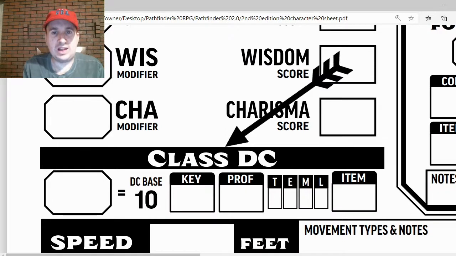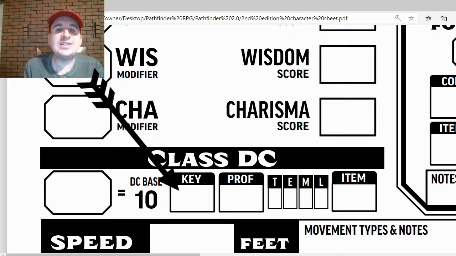Now let's talk about class DC. DC stands for difficulty class. This is a measure of how hard it is to do or resist something. Class DC refers to how difficult it is to resist what your character does. For example, class DC might refer to how hard it is to dodge out of the way of the splash damage from an alchemist's bomb.